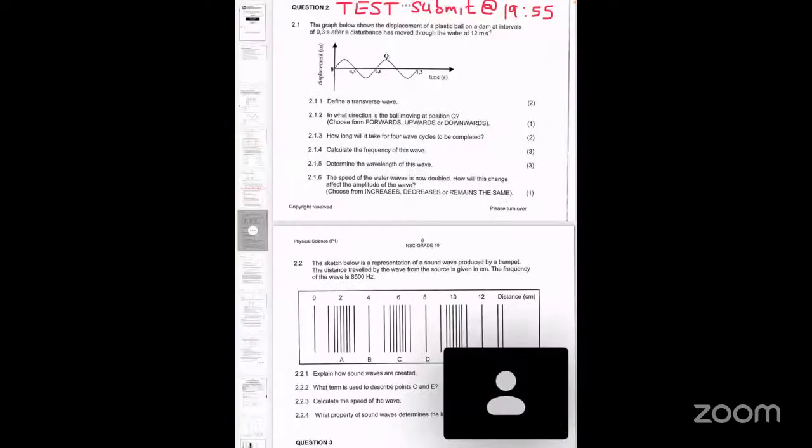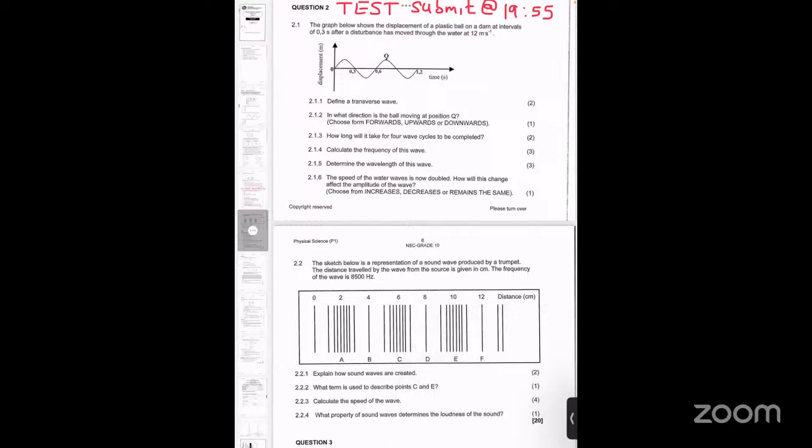Okay, so question number 3, they say, how long will it take for 4 wave cycles to be completed? So be careful of the question, honorable members. When they say how long, possibly they want you to give the time. So when they say how long, you must be at a point where you are able to visualize how the final answer should look like. Then you know that in physical sciences, we measure time in seconds. So that means whatever your answer is, it will have to be in seconds.